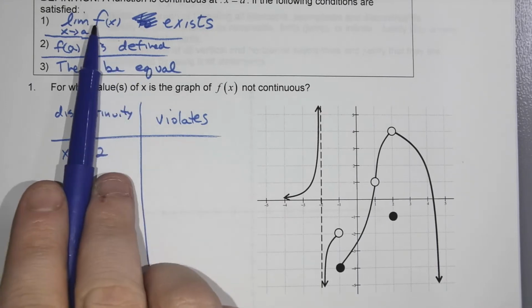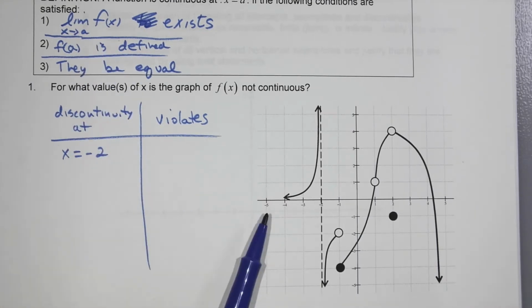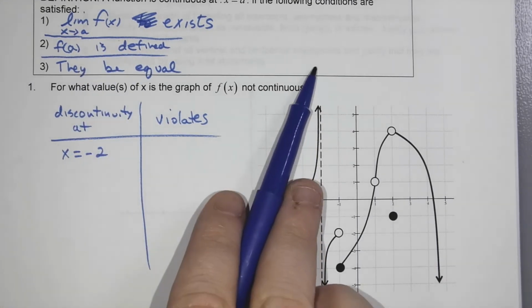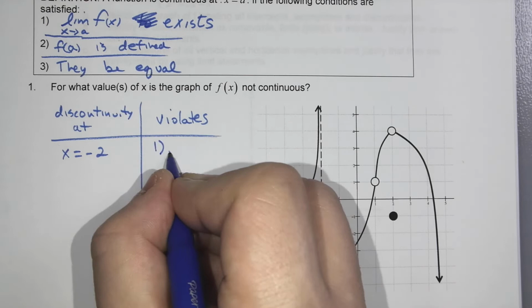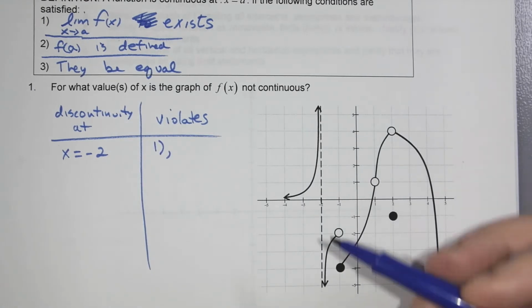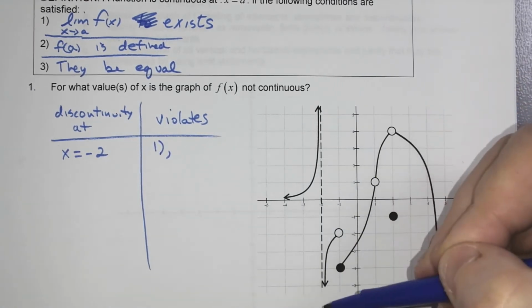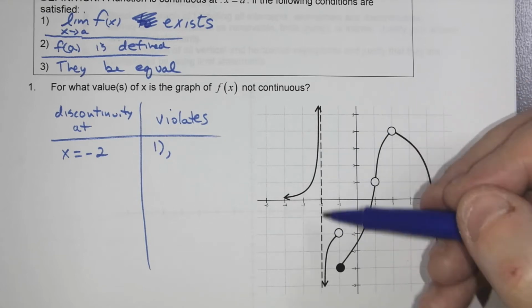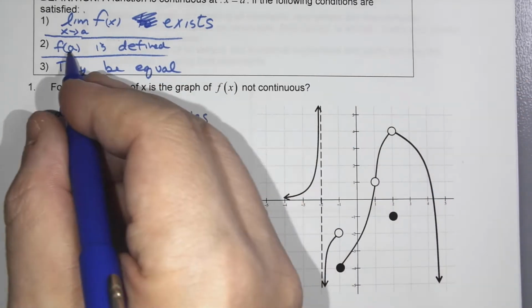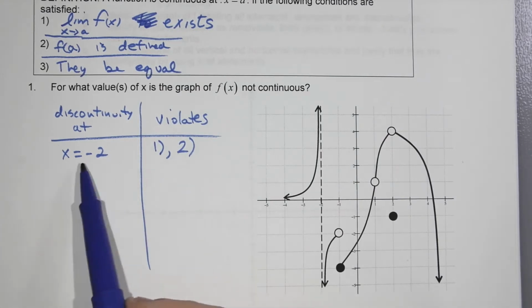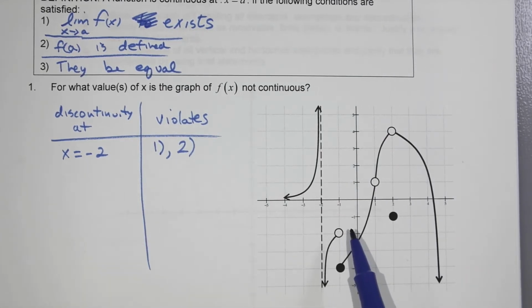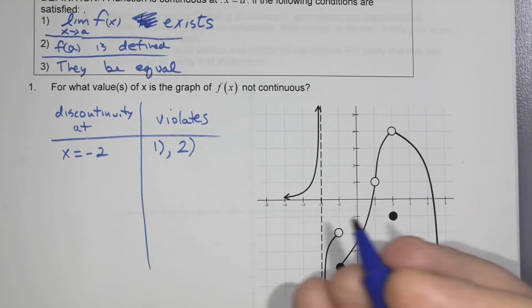Okay, does the limit exist? Well, from the left, it's positive infinity, and from the right, it's negative infinity. So the limit doesn't exist. And furthermore, there is no closed dot at -2. Nothing on that vertical asymptote. So f of a is not even defined. So this one, x equals -2, violates both 1 and 2, and it has no prayer of doing 3 because it violated 1 and 2.